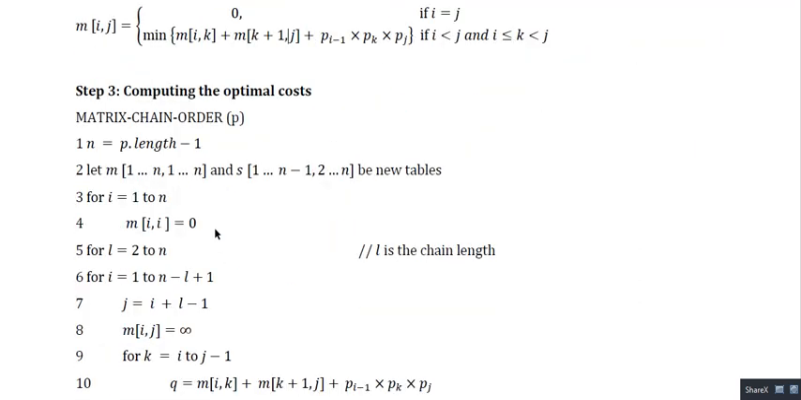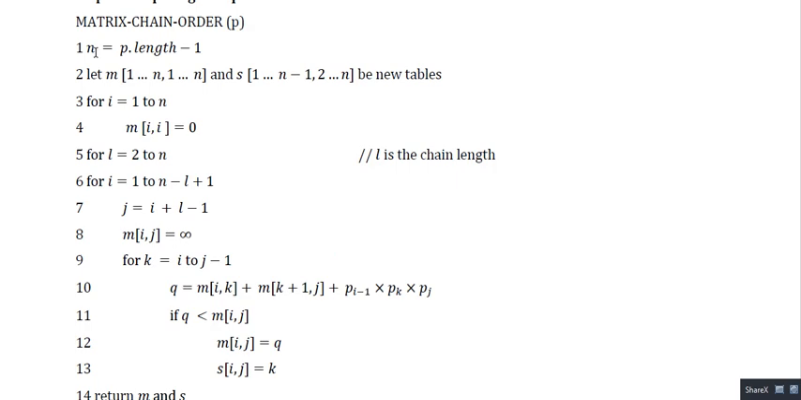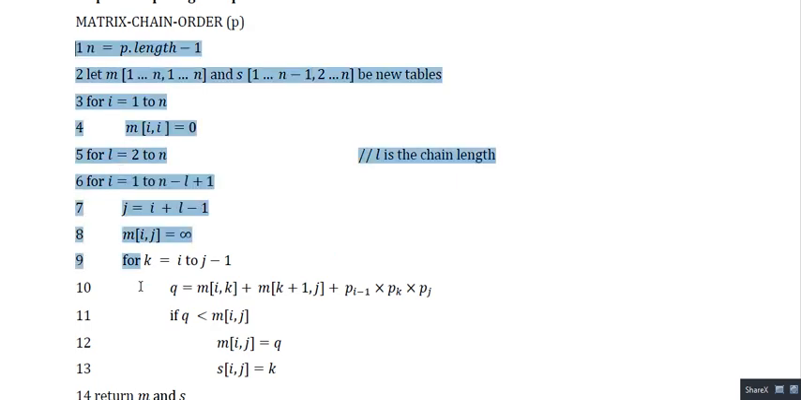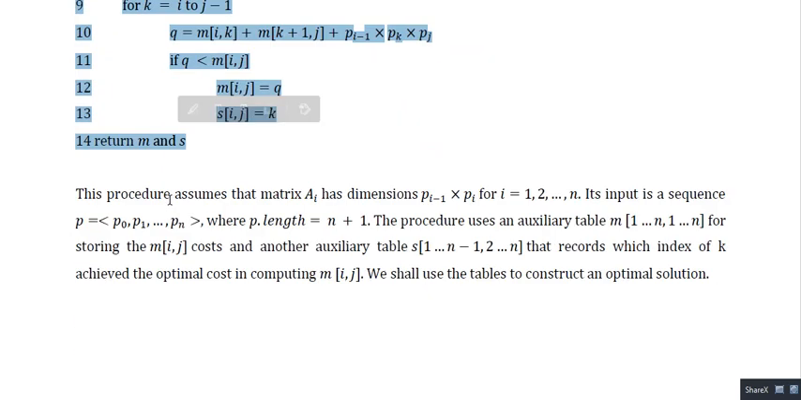And this is the algorithm for how to parenthesize and how to find the minimum number of scalar multiplications. We'll go through this later on. First let me take an example, that will be better.